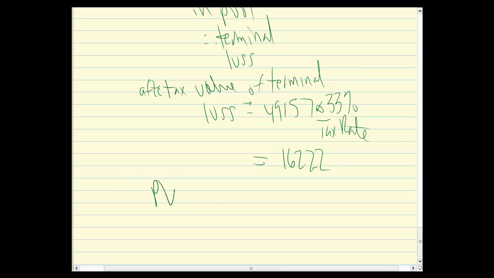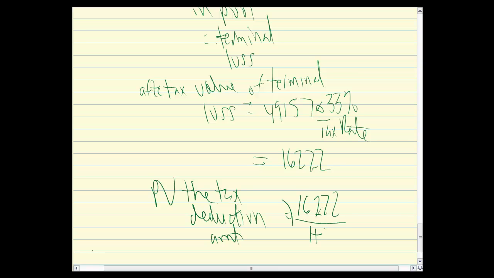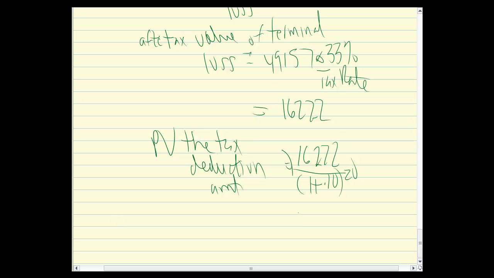Now we have to present value the tax deduction amount: 16,222 divided by 1.1 to the 20th. What's that equal? 2,411. So ladies and gentlemen, because we had a terminal loss in year 20, we had tax savings of 16,222. That's not today, so we have to bring it back to today: 2,411. That value is a reduction of the cost of the original outlay.